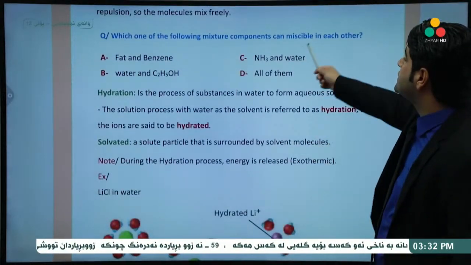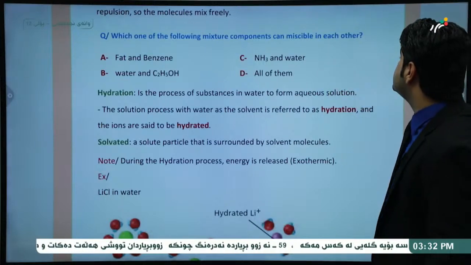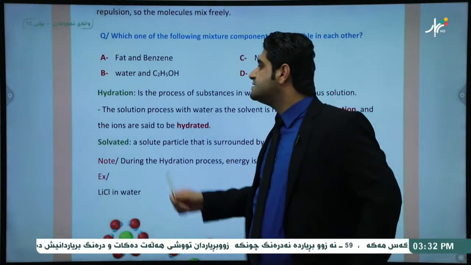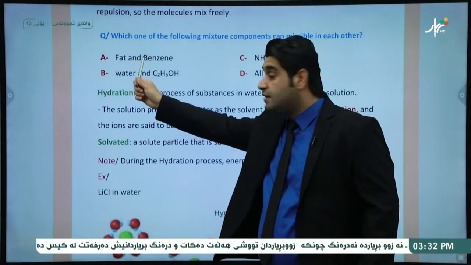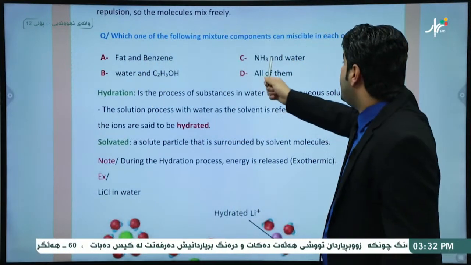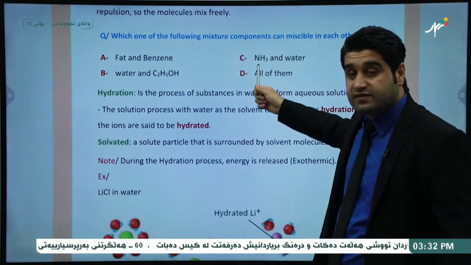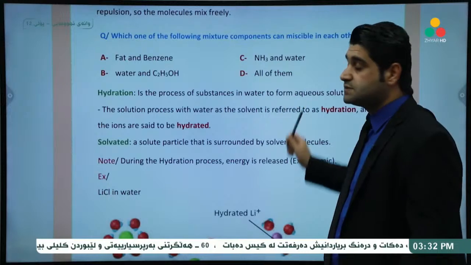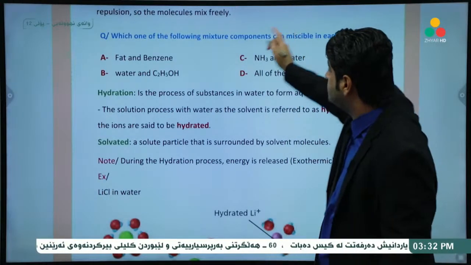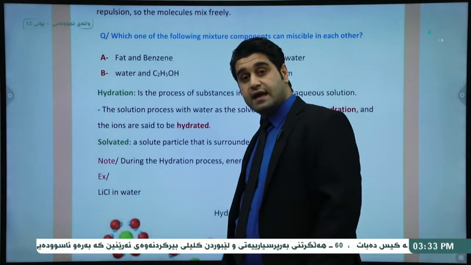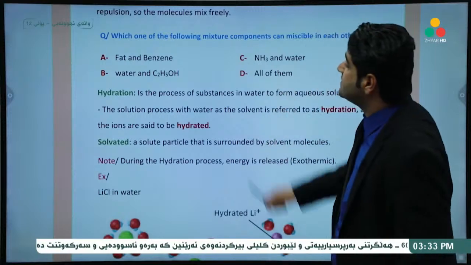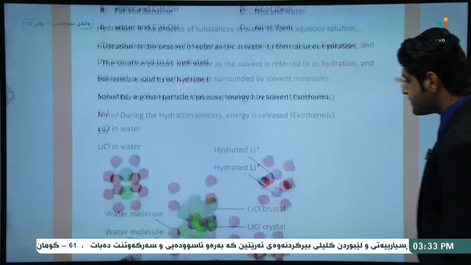Which of the following mixture components can be miscible in each other? Fat and benzene, both are non-polar. Yeah, they can be miscible. This is true. NH3 and water: NH3 is a base, water is polar, so they can be miscible. This is true. Water and ethanol, yeah, it's true. So the right answer is all of them.